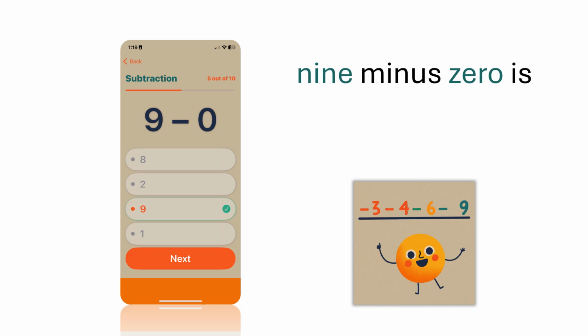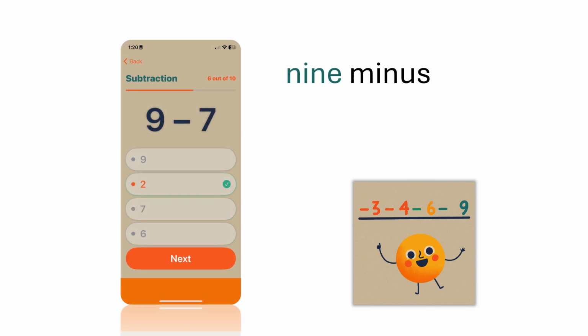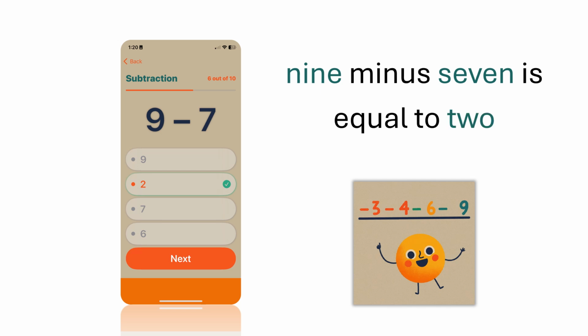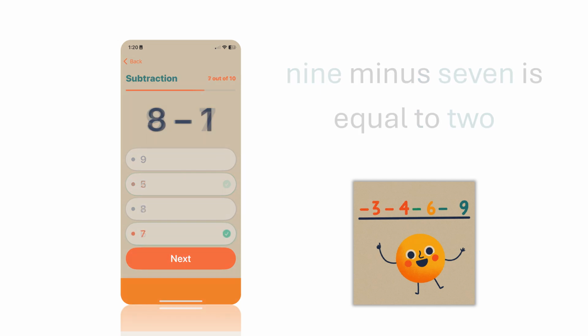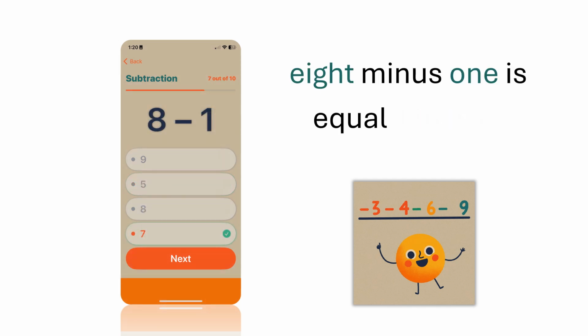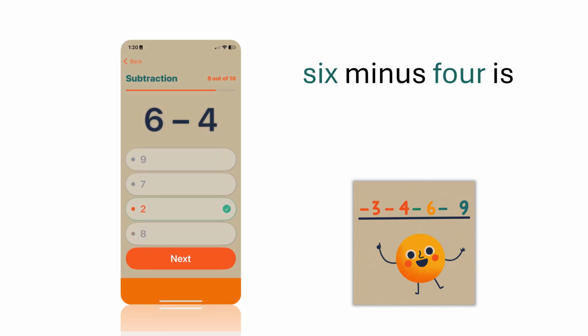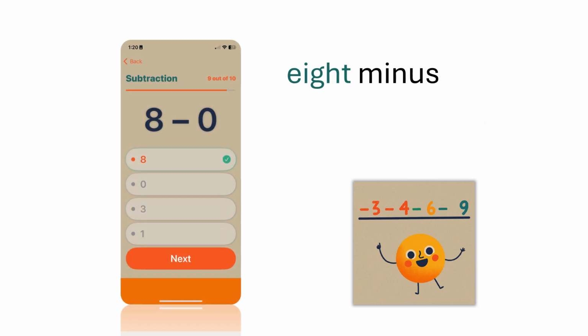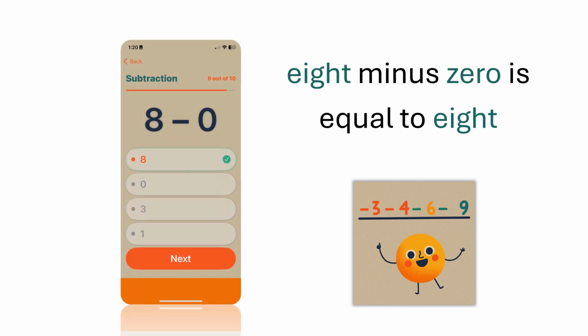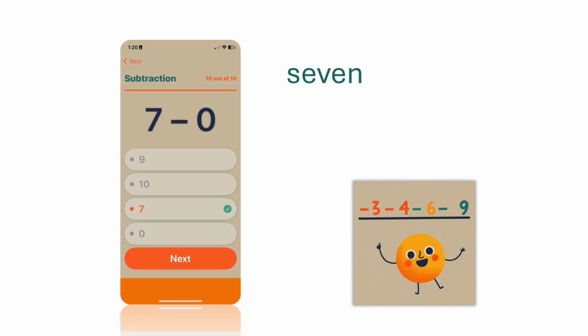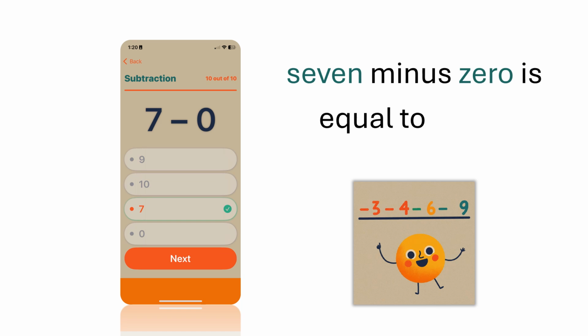9 minus 0 is equal to 9. 9 minus 7 is equal to 2. 8 minus 1 is equal to 7. 6 minus 4 is equal to 2. 8 minus 0 is equal to 8. 7 minus 0 is equal to 7.